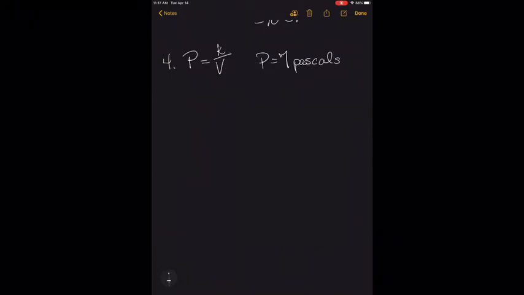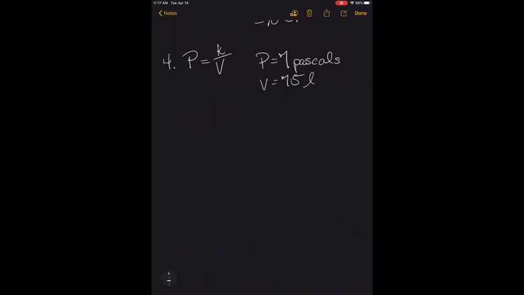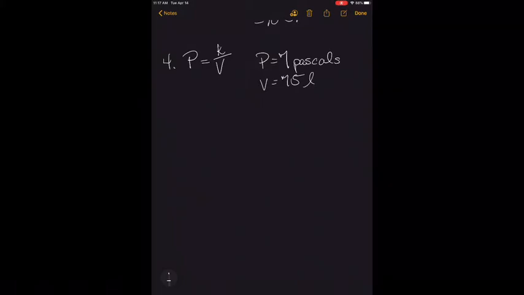I'm just going to write this out so that we have everything written out correctly, pascals. And the volume is 75 liters. Then what would be the volume if the pressure is 15? Okay, so now we're going to use these numbers here to find our K. So 7 equals K over 75.